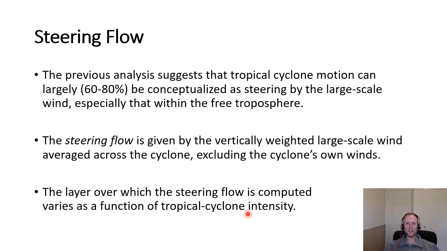So as a function of that intensity, due to the warm core structure, the winds decaying with height of a tropical cyclone, you get a different layer over which this vertical weighting is done as a function of tropical cyclone intensity.